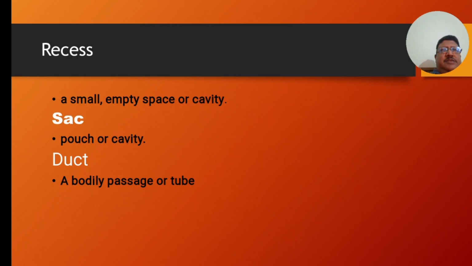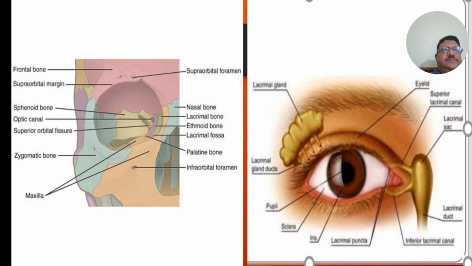Recess. What is the meaning of recess? A small empty space or cavity. What is a sac? It is a pouch or cavity. Duct: a bodily passage or tube. This is the structure of the lacrimal gland.